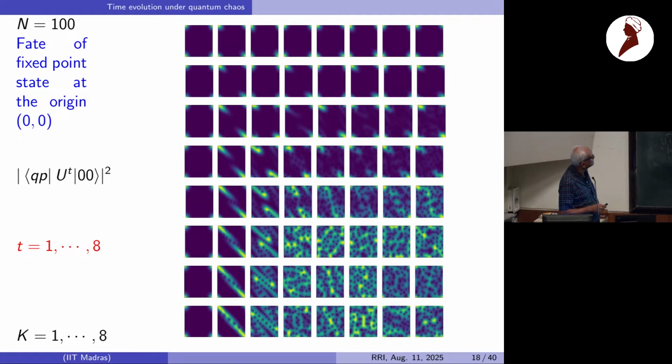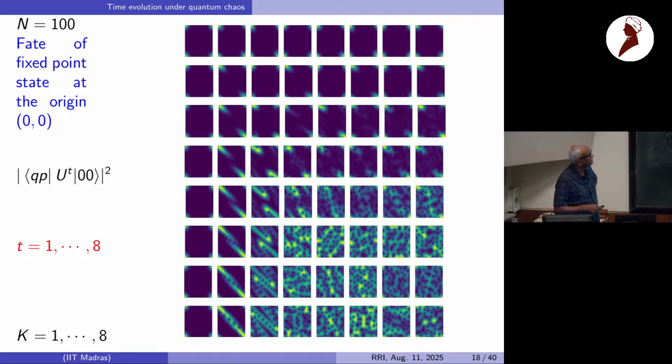You see that here now. Let's first concentrate on the first row. This is the initial state, concentrated at the fixed point at the origin, and this K here is 1. So K is 1. It's not very small, not very large, but this point is stable classically. This is all quantum. Now we are evolving this for 8 time steps. You see that nothing much is happening quantum mechanically.